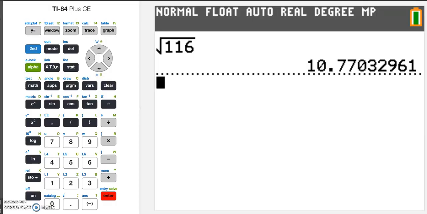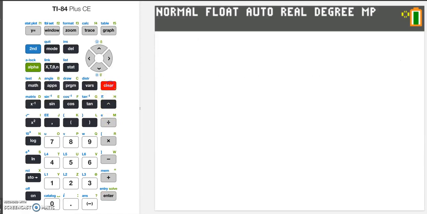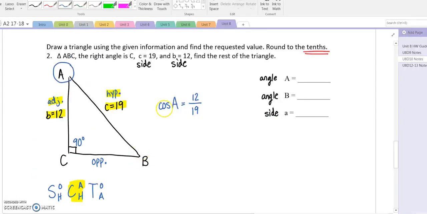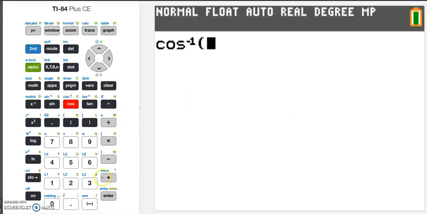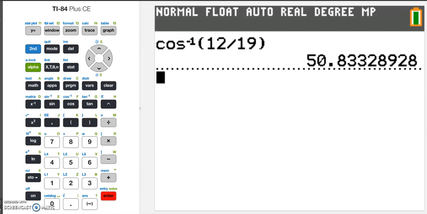So I'm going to flip over to my calculator. Whoops, clear it out. And I'm going to do second cosine and then 12 over 19. So second cosine, that's inverse, perfect, 12 divided by 19. So the only time you should see that inverse thing is when you're solving for an angle. So try to keep that in the back of your mind. Is it a side or an angle? That'll help you know if you're doing it right.